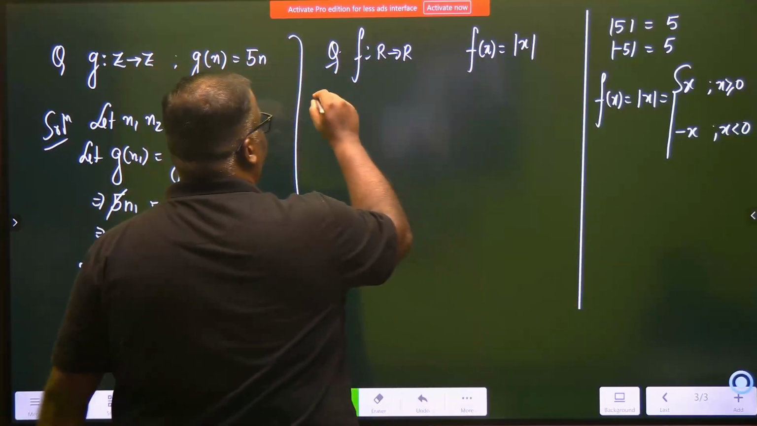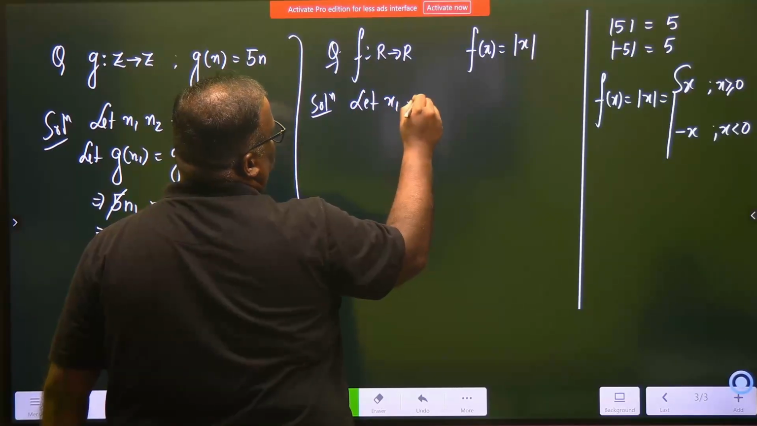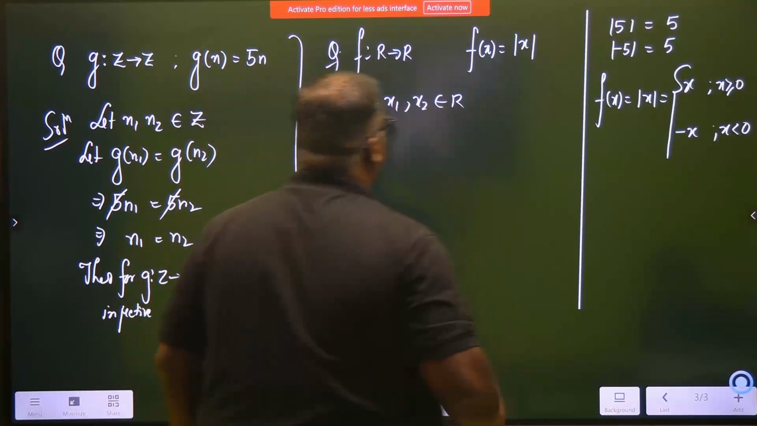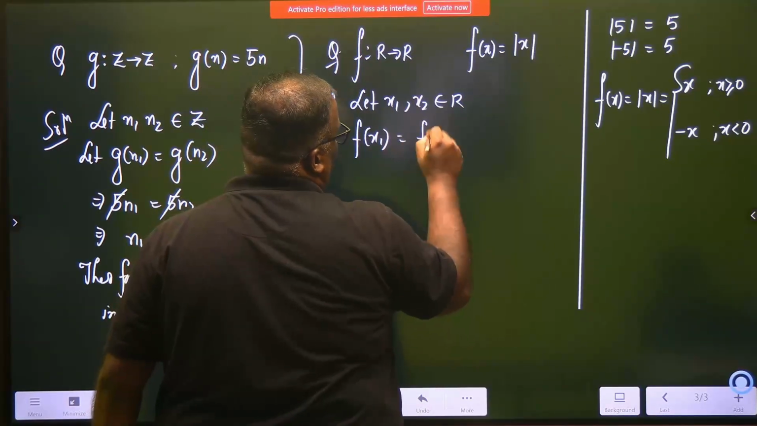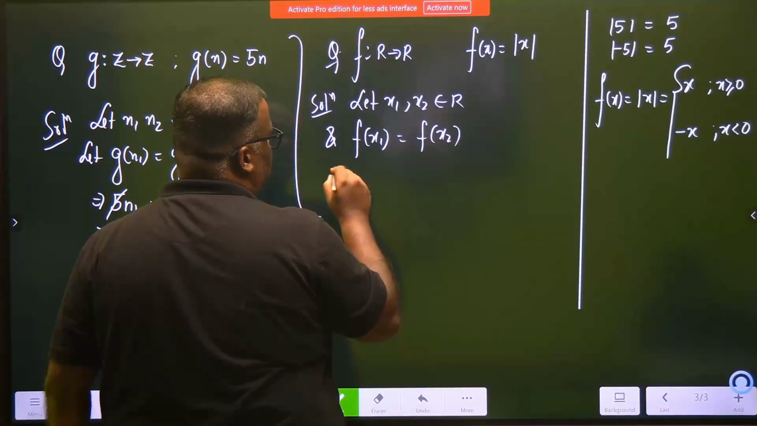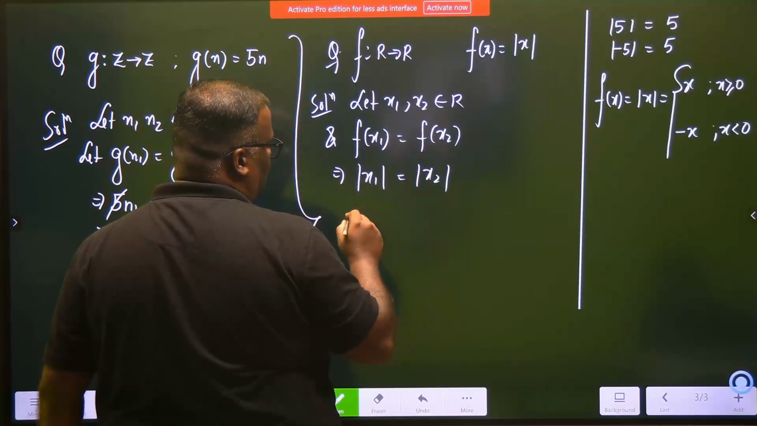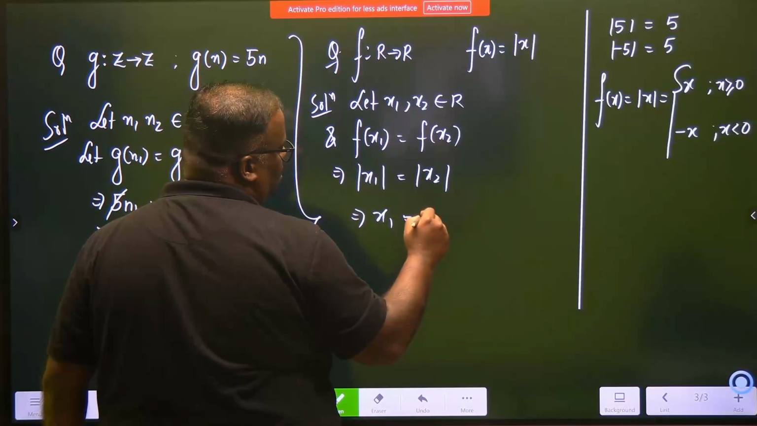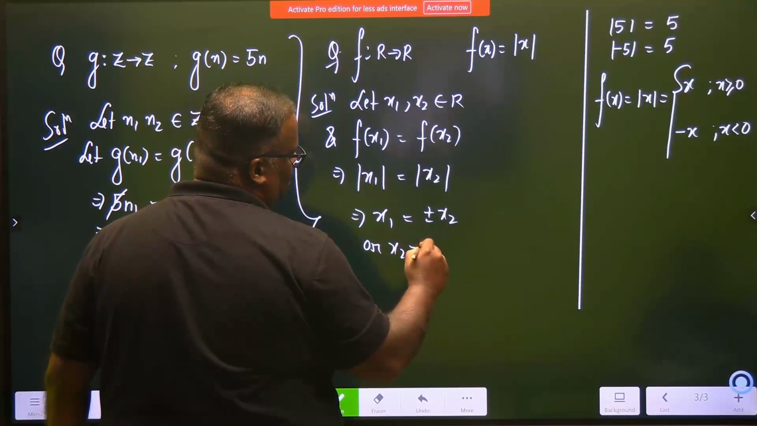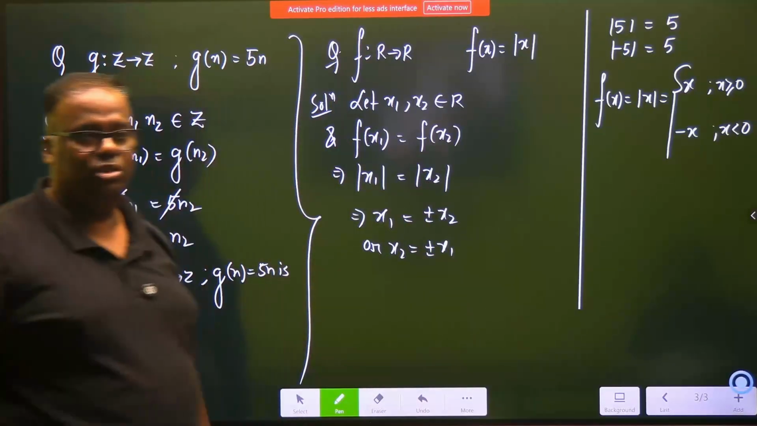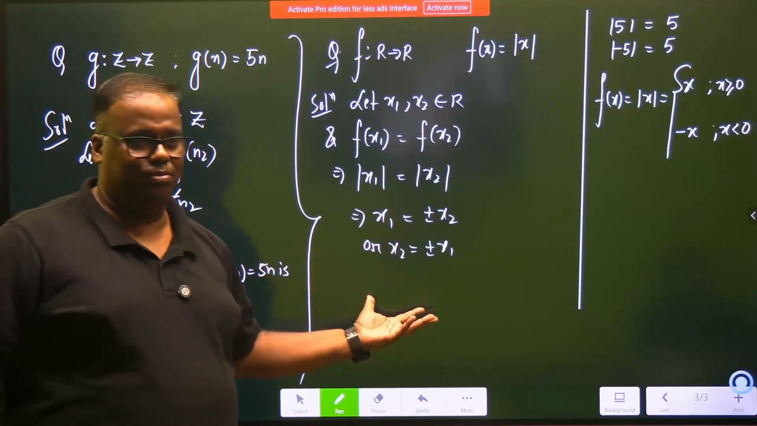So we say solution: let x1 and x2 belong to the real number family. And further we say f(x1) be equal to f(x2), which means mod of x1 is equal to mod of x2. Now here you will have two criteria. You can write x1 is equal to plus minus x2, or you can write x2 is equal to plus minus x1. Both criteria. Have you understood? Because mod can be plus minus also. Now this is not injective.